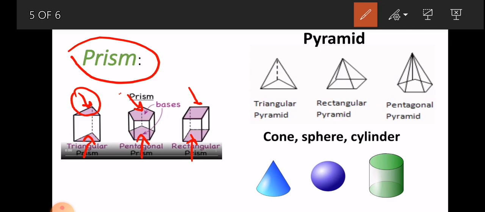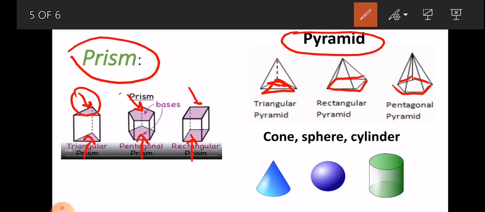Then after the prism, we took the pyramid. The pyramid has just one base. I don't have one on the top, just one base. On the top, all the sides are connected in one vertex. And the name of the pyramid I can refer to the shape of the base. It means if my base is a triangle, so triangular pyramid. If it's a rectangle, so I will call it rectangular pyramid. If my base is a pentagon, so we should call it pentagonal pyramid.